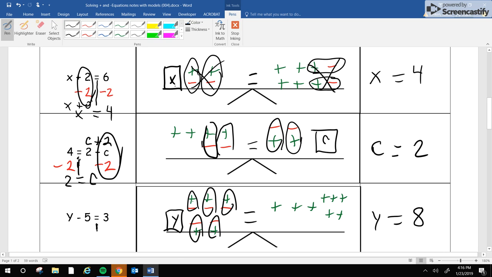If you look here, I'm going to draw my mirror right there. So I have y minus 5. So the inverse of minus 5 is plus 5. And whatever you do on one side of the mirror, we're going to do on the other. So if you look here, I have minus 5, or if we look here, we could do negative 5 plus positive 5. That will equal 0. That's our inverse operation, right? And then what are we left with? y plus 0 is y. And then 3 plus 5 equals 8. y equals 8.